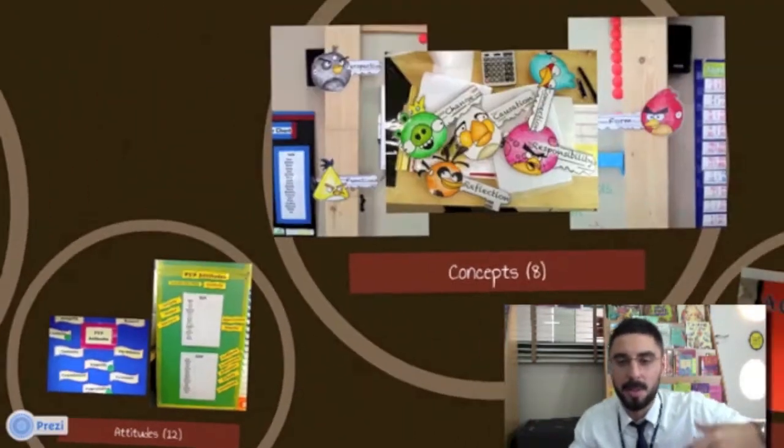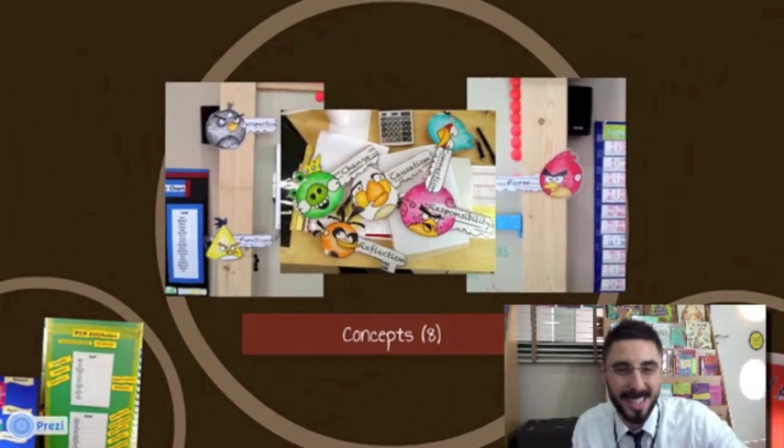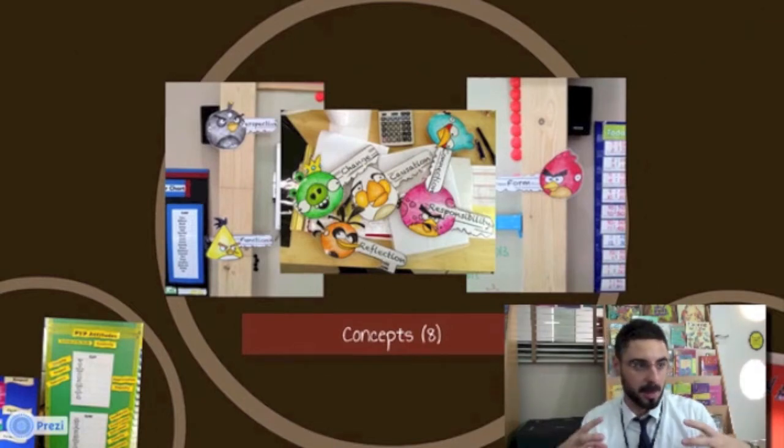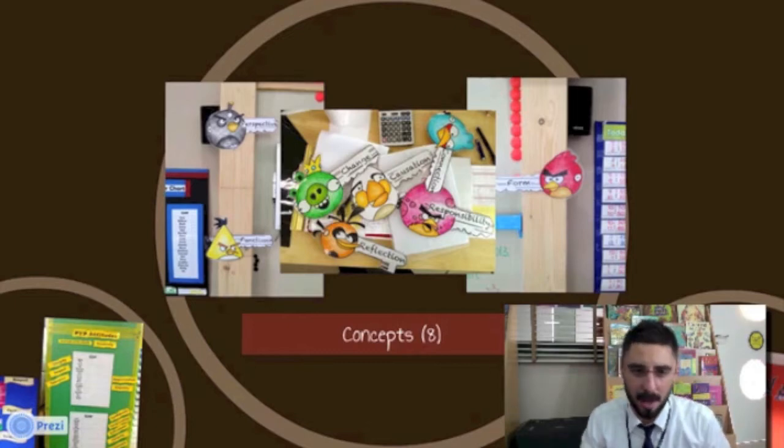On the third one, I have my concepts. I created these Angry Birds concepts to make the concepts a little more authentic. This was done last year, so they would understand the concept of function maybe by looking at the yellow bird or whatnot. But I noticed that although they grasped the idea of a concept, they didn't really know how to connect it to everything, to this PYP thing that we're trying to teach.